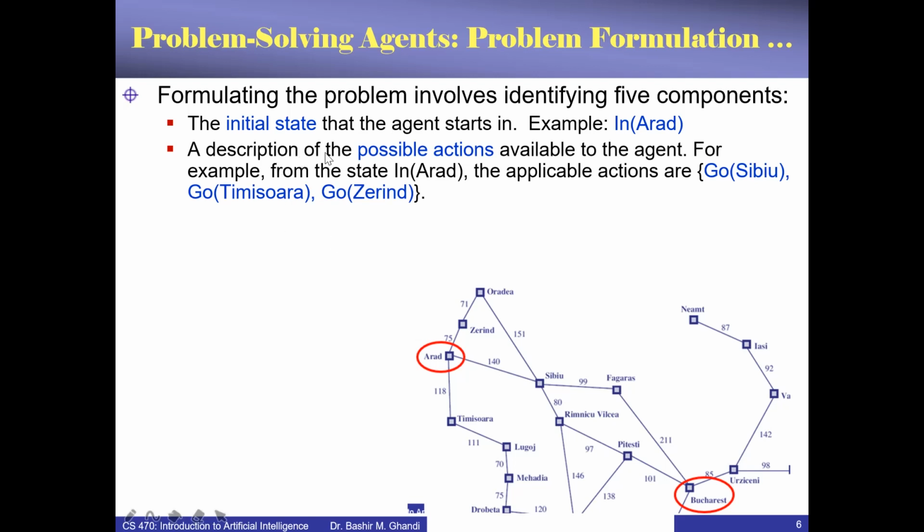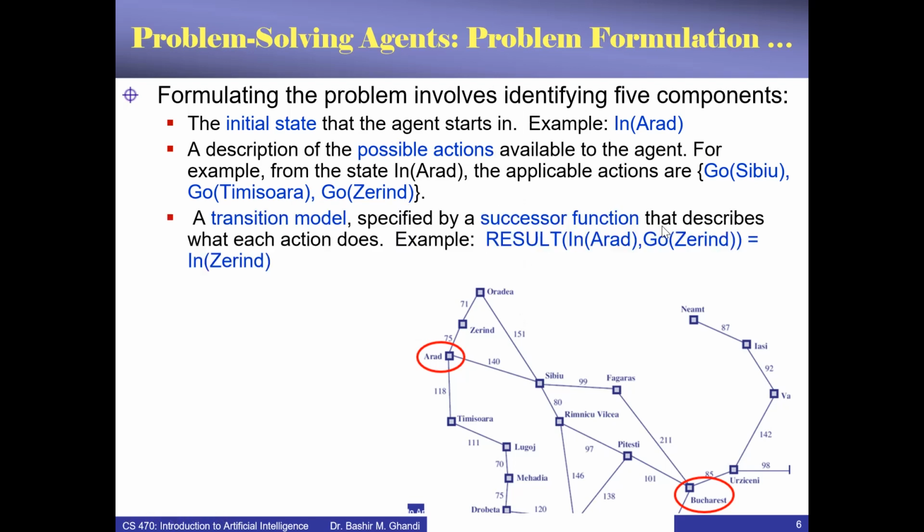Second, we need to give a description of possible actions available to the agent for each of the states. For example, for the state in Arad, the applicable actions are go to Sibiu, go to Timișoara, which is here, and go to Zerind. These are the possible actions because from Arad, there are only three roads going outside the town, and they will take you to these three different cities. So therefore, these are the only actions you can take in this particular state. So you need to identify the same set of actions for each possible state in the problem that you are solving.